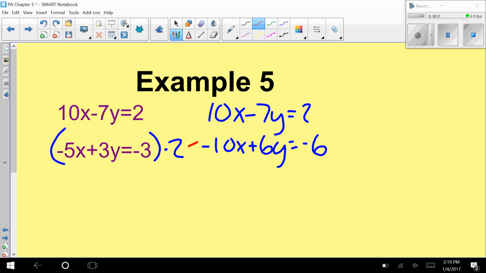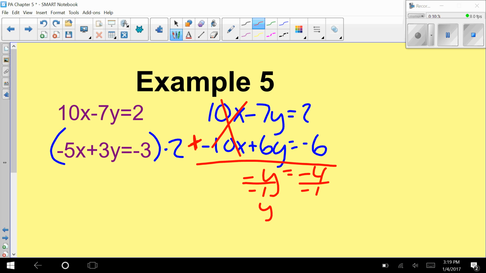Now I can take these two equations and add them together because I have a positive 10x and a negative 10x. Those eliminate. Negative 7y plus 6y is negative 1y. And 2 plus negative 6 is negative 4. Divide both sides by negative 1 and y equals 4.